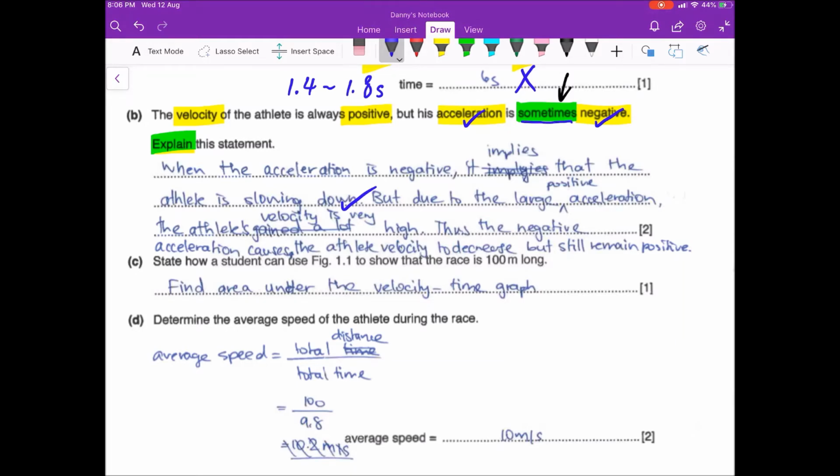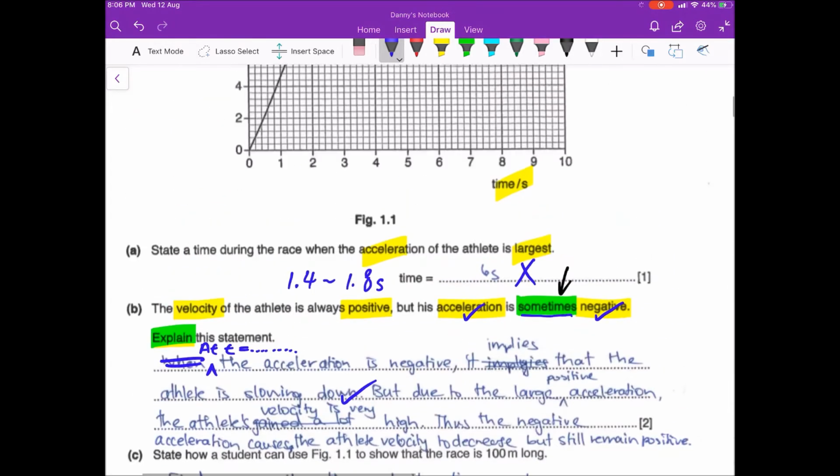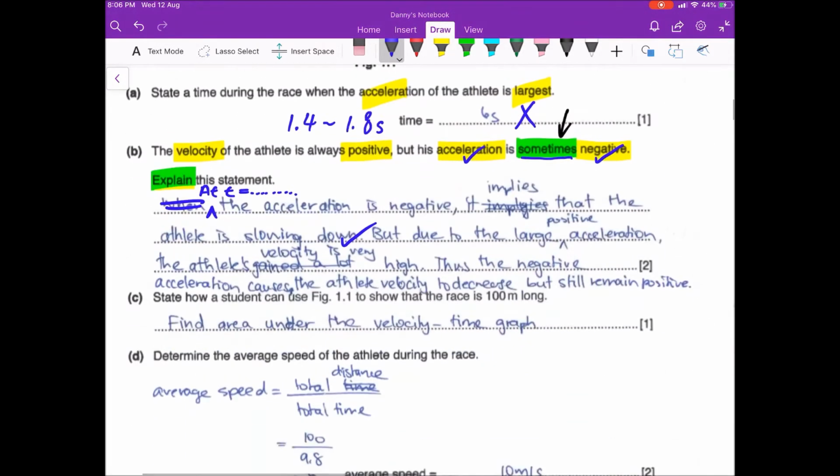So one way is, instead of saying when, you can say something like at time equals 8.2 to 9.8, which is this time over here.